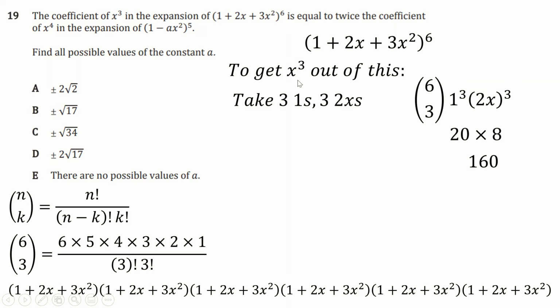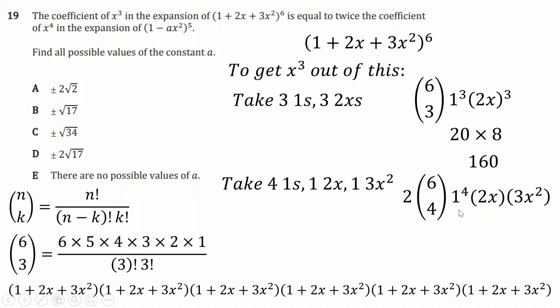Now, there is another way to get an x cubed term, which is to take 4 1s, so bounce along 4 1s, and then take a 2x and a 3x squared. So it's tempting to say, okay, this is just going to be 6 choose 4 for your 4 1s, and then you're going to have 1 2x and 1 3x squared term. But that's not quite what it is. You also need to shove an extra 2 here.